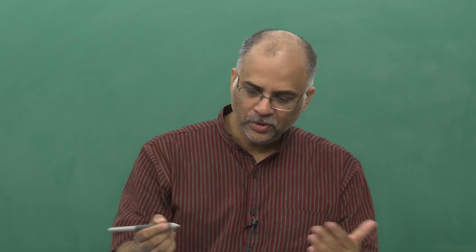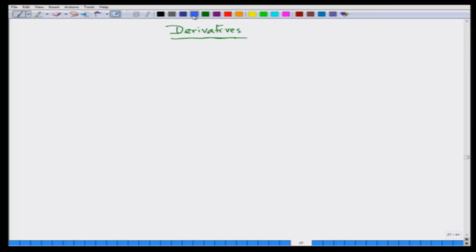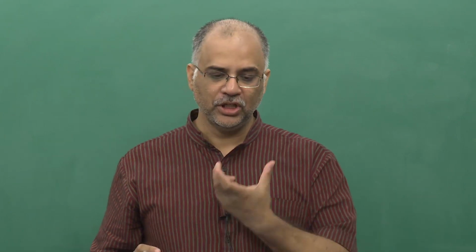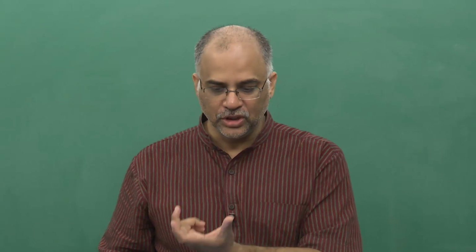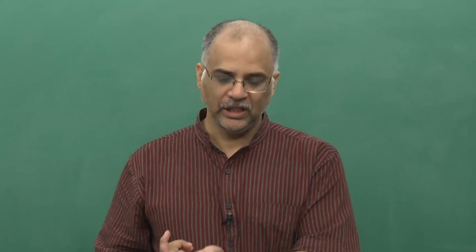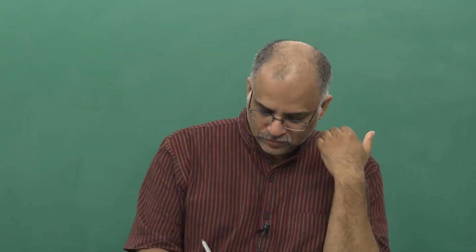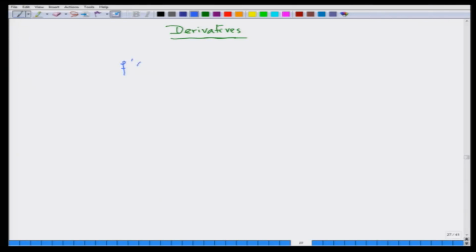So, we are going to talk about derivatives today. Derivative itself is a limit, it is the limit of ratios. It measures the change of the function value f relative to the change of the independent variable x. So, f dash of x is a limit as h tends to 0.